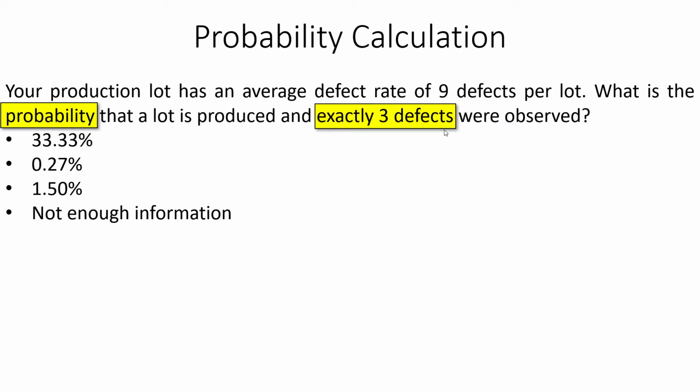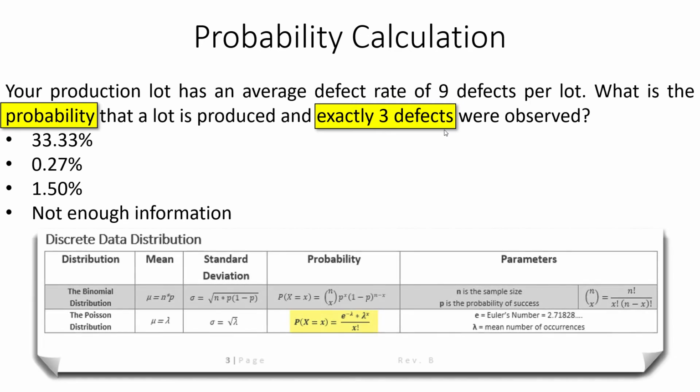And when you're counting up defects, you should immediately associate that with attribute data. Now, when you're using attribute data, the other question that you have to answer in your mind is, should I use the binomial distribution or should I use the Poisson distribution? When you read this problem statement, the other parameter that you're given is that your production lot has an average defect rate of 9 defects per lot.